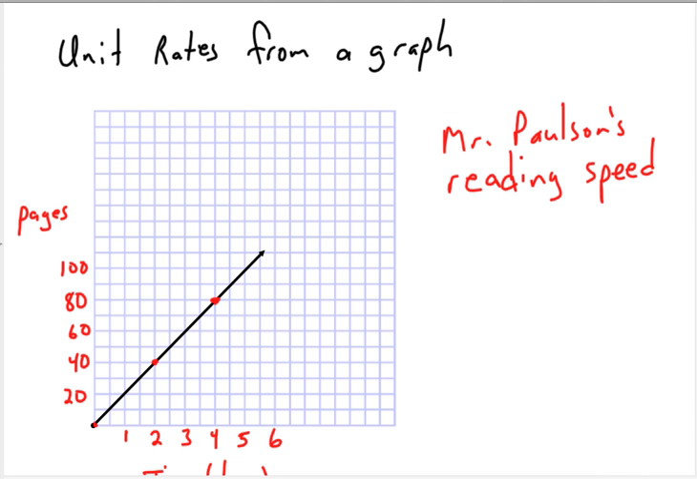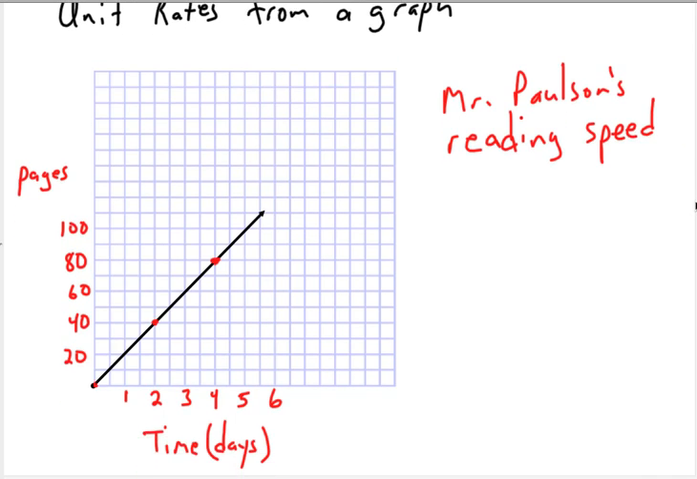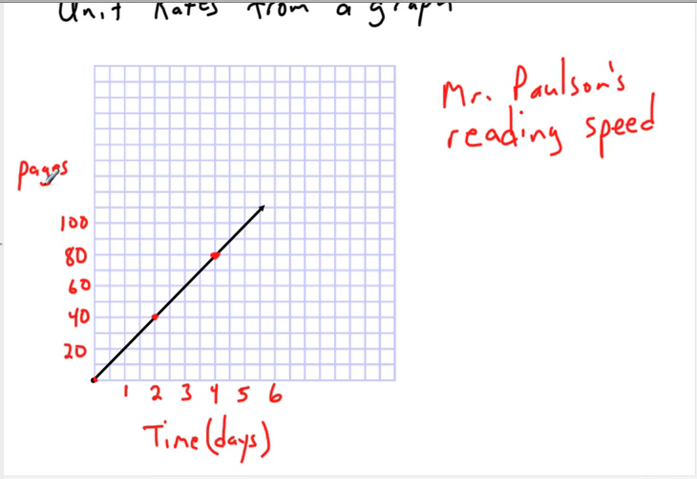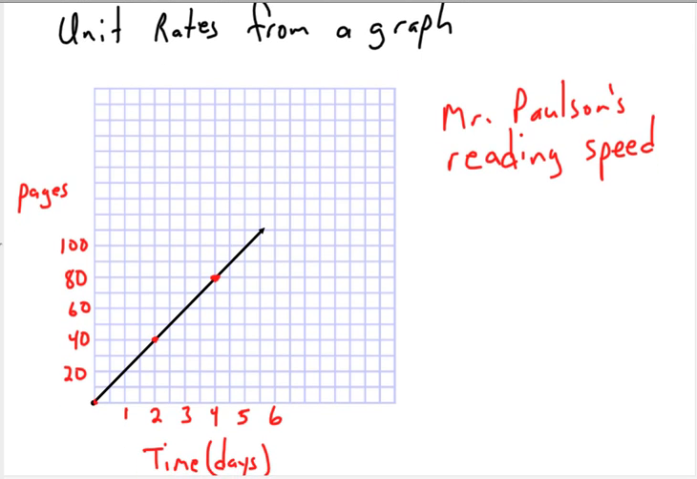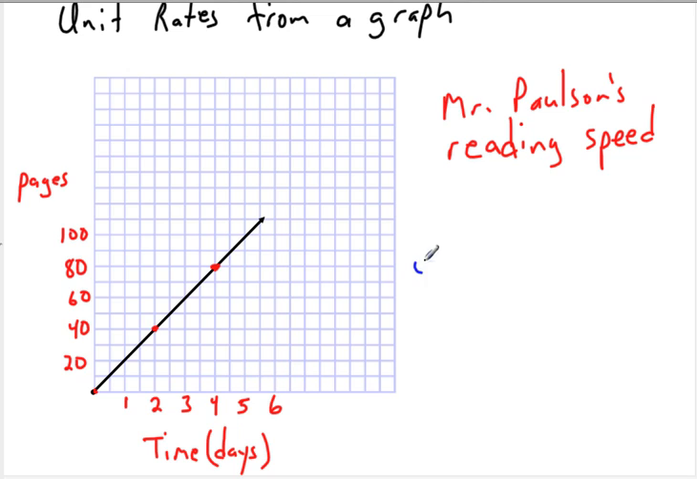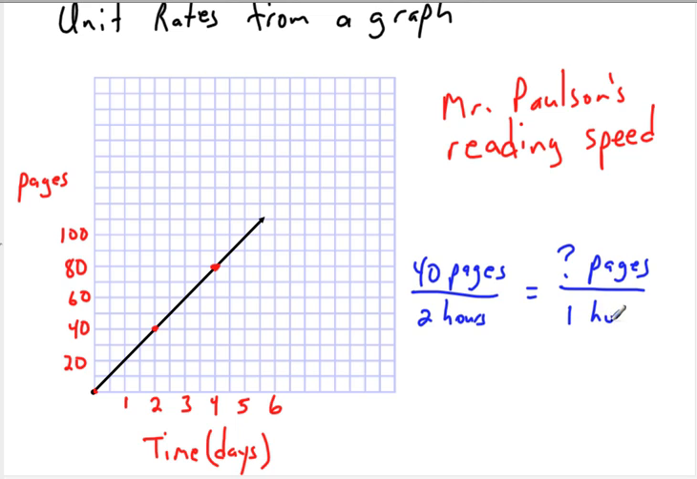Okay, something else we can use with proportions here is we can figure out unit rates, and we can do this from a graph. So let's pretend that we are graphing Mr. Paulson's reading speed, and it looks like in 2 days he can read 40 pages, and in 4 days he can read 80 pages. So the question is, how do we find his unit rate? So if he reads 40 pages in 2 hours, we want to know how many pages in 1 hour, because the unit rate is always when you have a 1 on the bottom of your fraction.